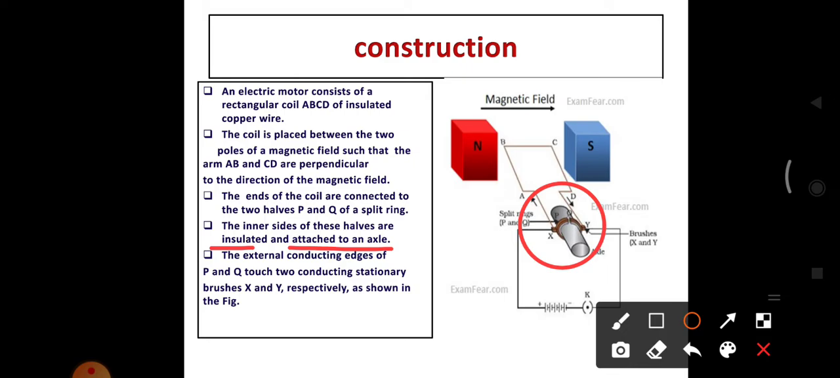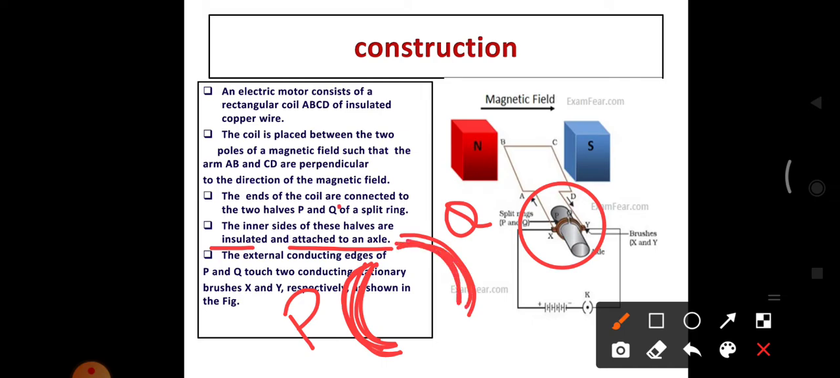Here the P and Q are two halves. The inside of this is P and this is Q. The inner sides of these halves are insulated and attached to the axle. These halves are attached to the axle. See, it is shown in this image.